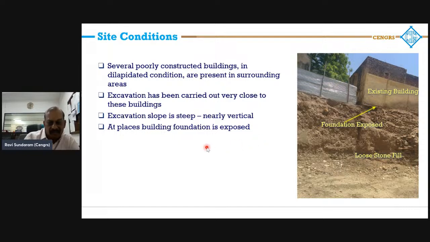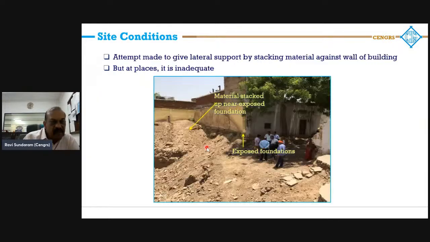So these were all signals that there could be a disaster if you constructed the foundation at that level. So attempt was made to give lateral support to the building by stacking some material against the wall of the building. But you can see it is clearly inadequate.